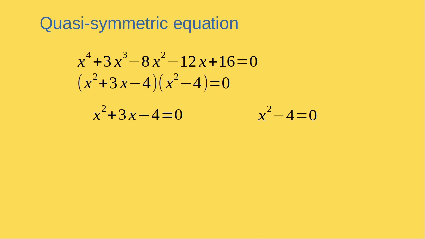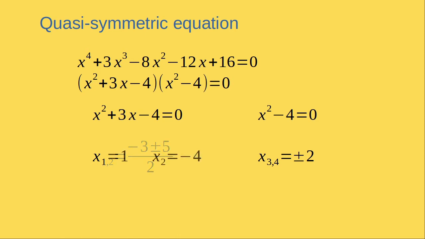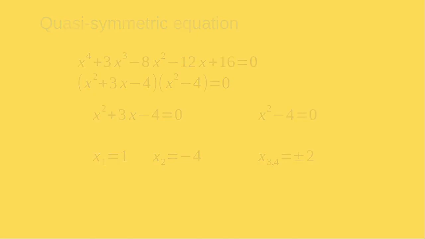Using our favorite method we get the solutions 1, minus 4 and plus minus 2. As expected, we got the same solutions as before, but without the need of employing substitutions. This comes however at the cost of an additional formula. So, what do you think about this new approach?